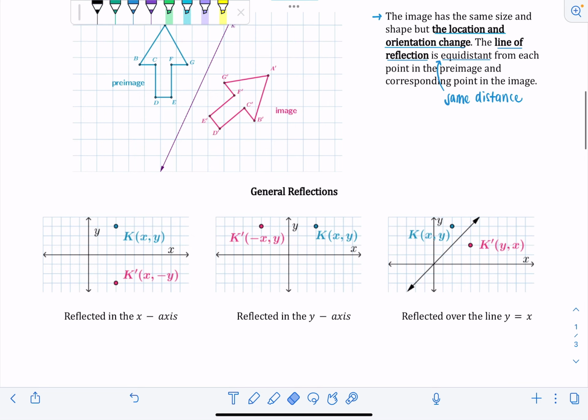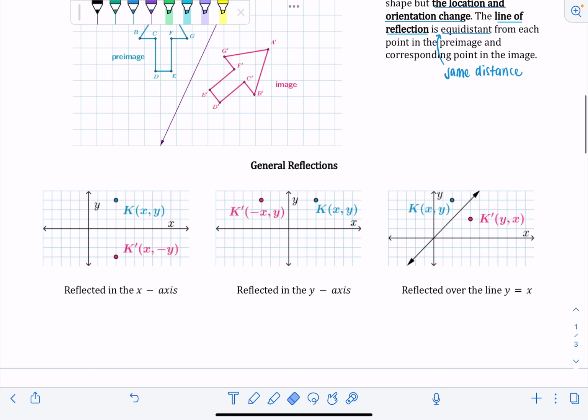So down here is just some general reflections. On the far left side, you can see we have K and then K prime. So it flipped down, and the line of reflection for this one was the x-axis. We describe that as reflected in the x-axis, and it wouldn't be wrong to say it was reflected over the x-axis, but you will see reflected in specifically as a math phrase moving forward through the rest of your math career.